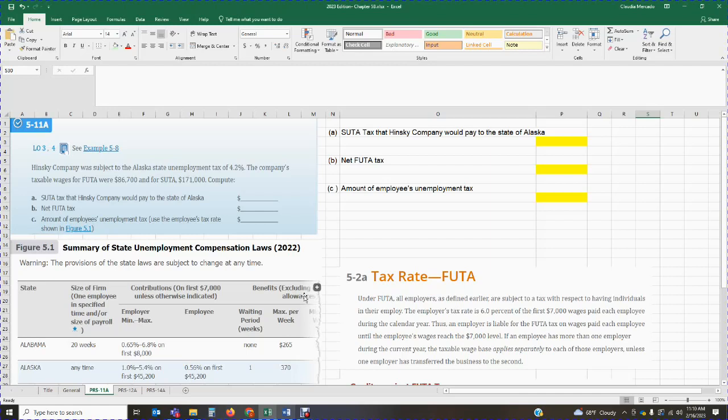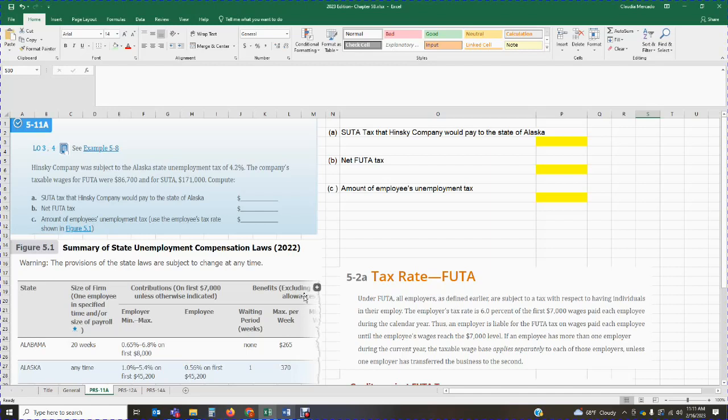Now, the state unemployment tax, the SUTA tax, varies by state. Every state has a limit in which they assess. Every state has a different rate. Usually, both the FUTA and the SUTA tax are paid by the employers, but there are some states that also make the employees contribute into the SUTA tax. But that varies by state.